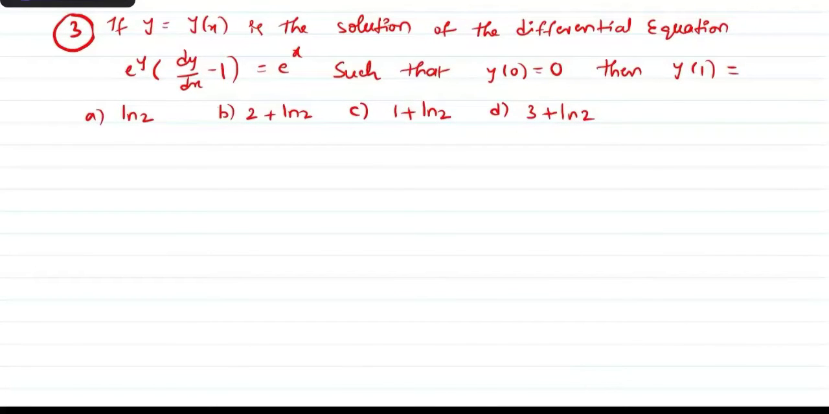The students, come to the third question. In this question, if y is equal to y of x, see this, very tricky, y is equal to y of x is the solution of the differential equation e power y into dy by dx minus 1 is equal to e power x, and we are also given one condition such that y of 0 is 0, then what is y of 1 value?